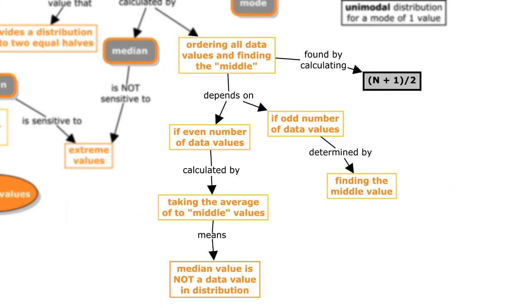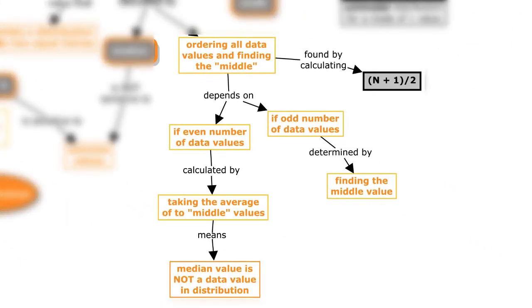To calculate the median for a distribution, we have to do a couple of steps. The first step involves ordering all the data values from smallest to largest. After that, we need to find the middle value, and whether there are an even number of data values in your data distribution or an odd number of data values will affect how you determine the median for your distribution.